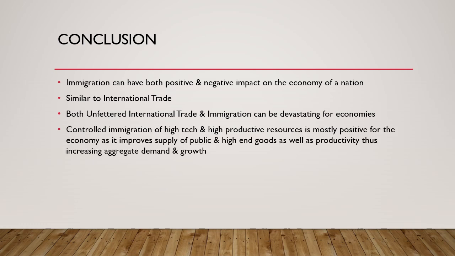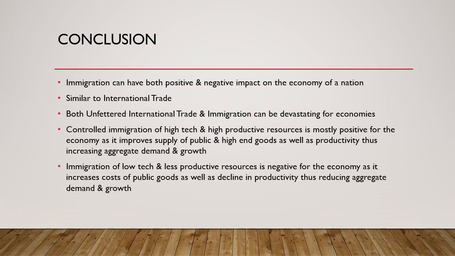Controlled immigration of high-tech and highly productive resources is mostly positive for the economy as it improves supply of public and high-end goods as well as productivity, thus increasing aggregate demand and in turn growth of the economy. And as we saw, on the other hand, immigration of low-tech and less productive resources is negative for the economy as it increases costs of public goods as well as a decline in productivity, and thus in this case reducing aggregate demand and growth of the economy.